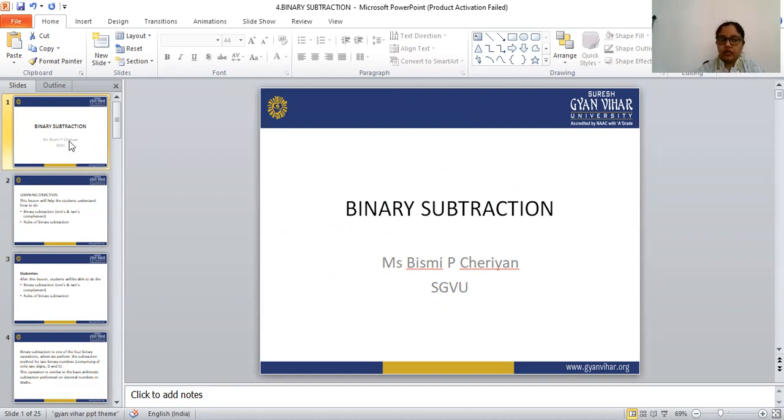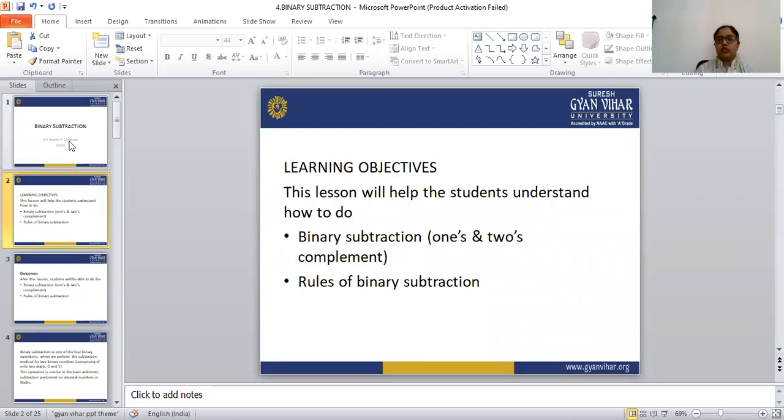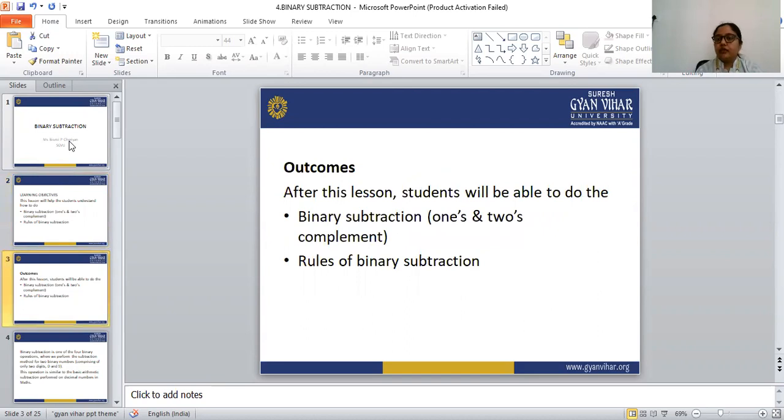The learning objective of this lesson is to help students understand how to do binary subtraction using the ones complement method and the two's complement method, and we will learn the rules of binary subtraction. Outcomes: after this lesson, students will be able to do normal binary subtraction, and with the help of ones complement and two's complement subtraction, and they will know the rules of binary subtraction.